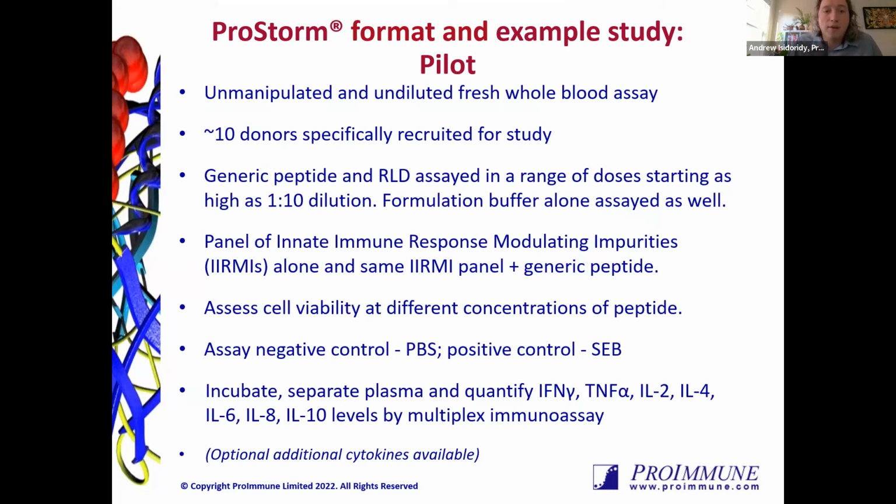The ERMI readout also serves the function of establishing the sensitivity of the assay and shows that we would be able to pick up any of these impurities even at very, very low concentrations. We also include a cell viability component for this. Our traditional assay controls are PBS and SEB, staph enterotoxin B.